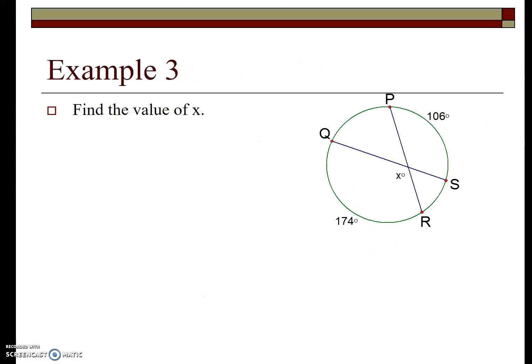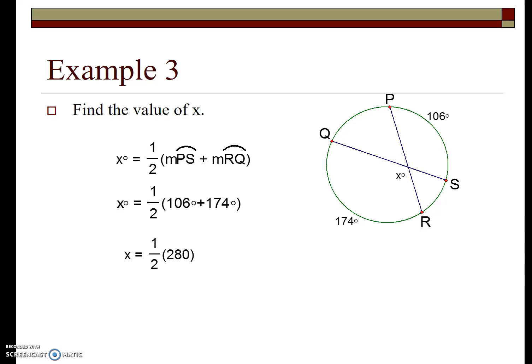All right, let's look at example 3 using that same kind of process. To find x, I know that PS is equal to 106 and arc QR is equal to 174. And so to find x, I know it's the sum of those 2 arcs together and then cut in half. So I'm going to set it up as x equals 1/2 measure PS plus RQ, or 106 plus 174. So I'm going to add them together and then cut them in half.